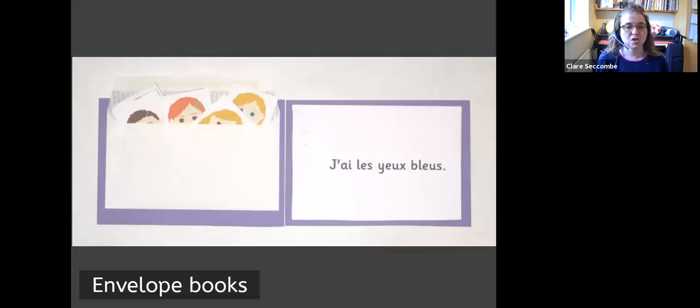Now, envelope books are so called because they have an envelope stuck on the inside front cover, and that's where you store all the different pictures that are going to help you to read the book. So as you can see on the first page there, it says, J'ai les yeux bleus, I have blue eyes. And the idea is that children get the little pictures out and do a little sort, and they find all of the pictures where somebody has blue eyes. Then when they turn the page onto the next page, I think that one says, I have brown hair. So they put all the pictures back together again, and this time they find all of the people who have brown hair.